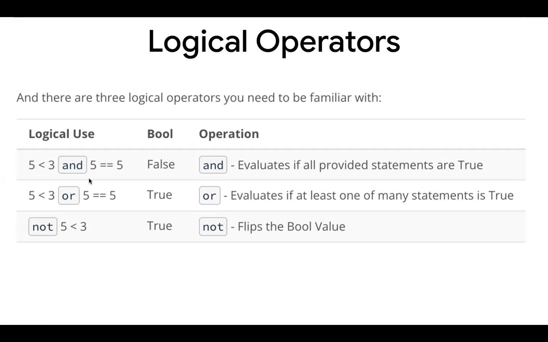If we have or, it means either of the expressions should be true. And not 5 less than 3 is the opposite of the expression. So 5 less than 3 is false and not false is true. So it's the opposite of the result of the expression. Is it clear here? Yes. Okay.